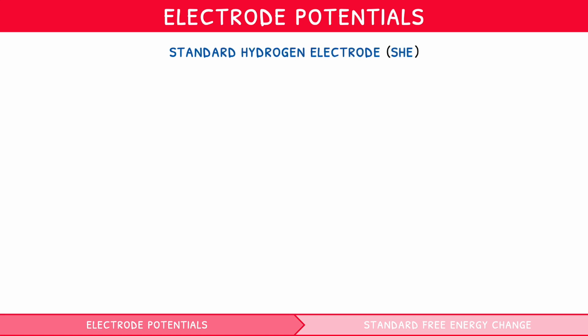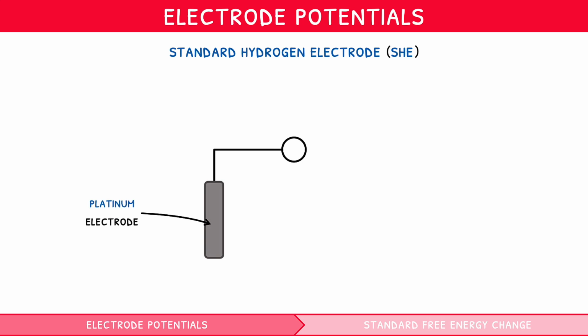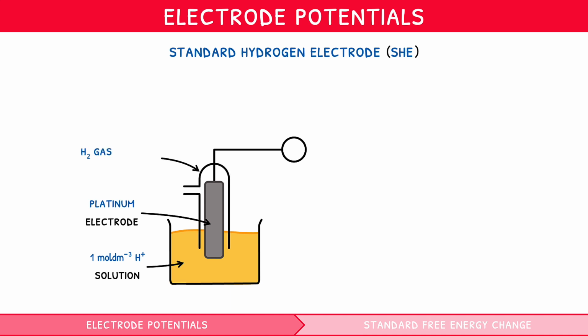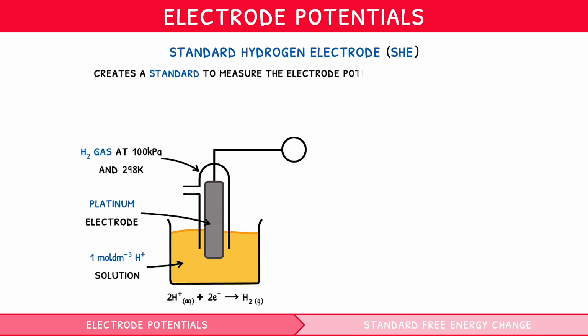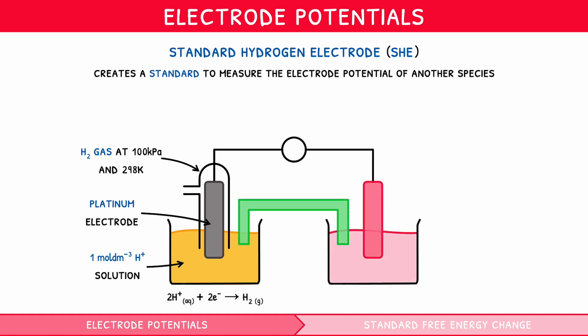For the higher level syllabus, you're expected to describe it. Being half of a voltaic cell, it is a container containing an electrode made of platinum. It contains a solution of 1 mole per decimeter cubed H+. The electrode is positioned in a container provided with hydrogen gas at 100 kPa pressure and 298 Kelvin. This undergoes the following reaction, creating a standard to measure the electrode potential of another species against. The standard hydrogen electrode therefore has an electrode potential of 0 volts.